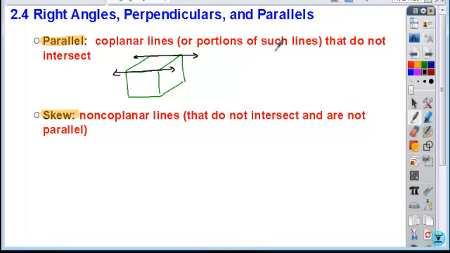The symbol for parallel is two vertical lines. So if I call this line 1 and 2, we would say that line 1 is parallel to line 2.